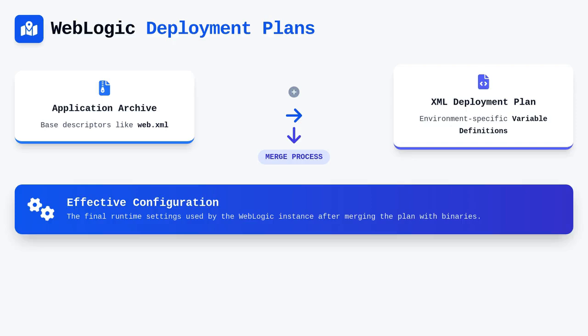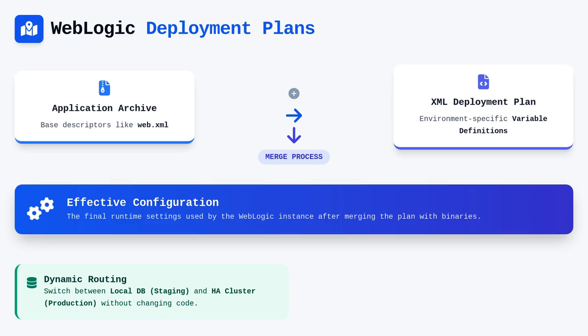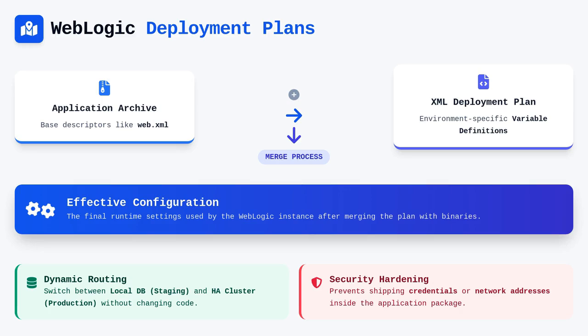You might use this mechanism to point your application toward a local database URL in a staging environment while simultaneously pointing it to a clustered high-availability database connection string for your production environment. By creating distinct deployment plans for each target, you avoid the common pitfall of shipping environment-specific credentials or network addresses inside the application package itself, which is a major security and management concern.